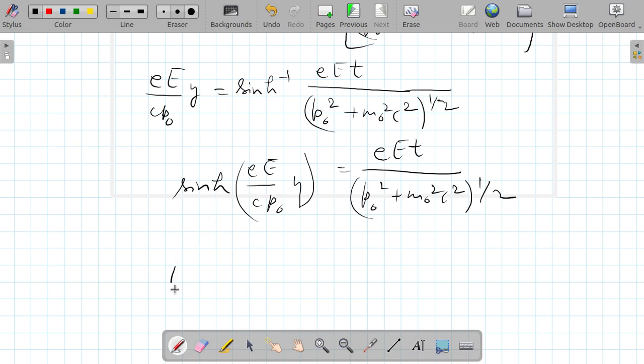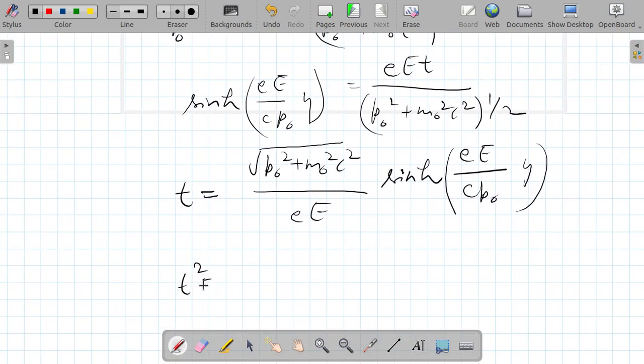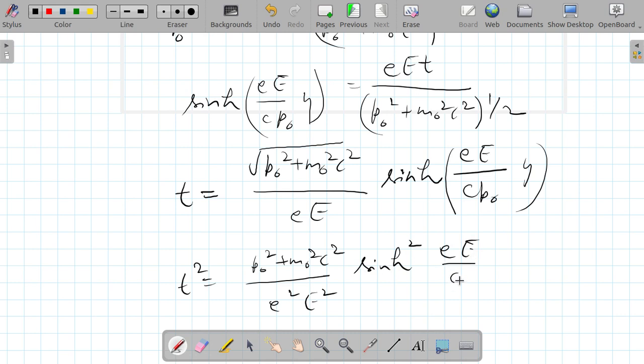I bring this towards this side. So T is nothing but equal to P naught square plus M naught square C square, whole under the root, divided by EE, sine hyperbolic of EE over Cp naught into Y. So this is the value of T. Therefore, T square can be expressed as P naught square plus M naught square C square over E square E square, sine hyperbolic square of EE over Cp naught into y. This is the value of t squared.